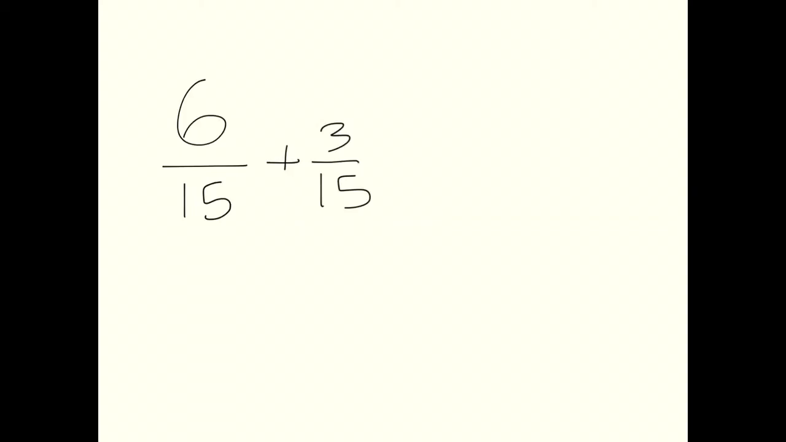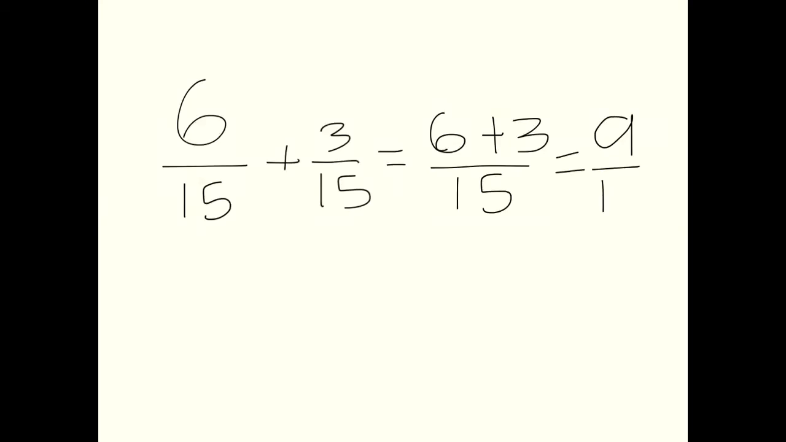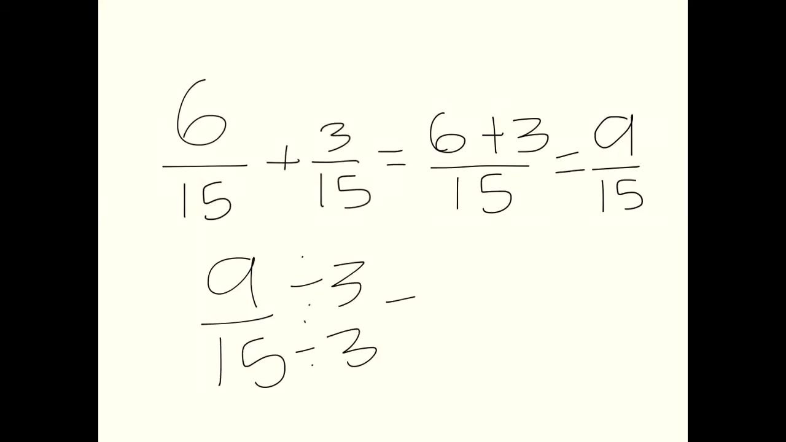To add this problem, you have to find the least common denominator, which is already there, which are both the same. Now you add 6 plus 3, 15. Then you do 9, 15. Then you simplify 9, 15, simplify by 3, and this gives you 3/5. And that's your answer.